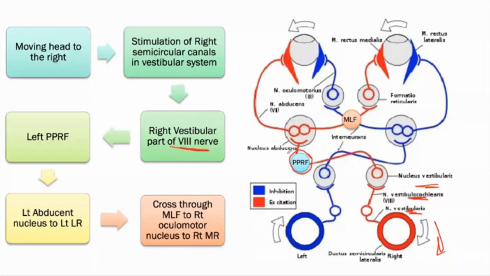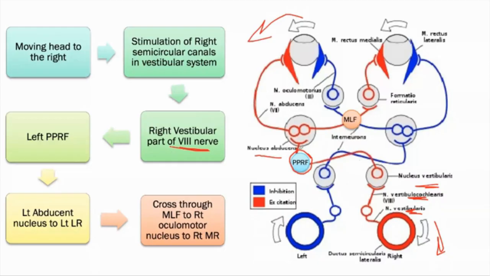So what is the role of the parapontine reticular formation? It will connect the medial and lateral rectus. So it will send impulses to stimulate the abducent nucleus of the same side. So it will stimulate the left abducent nucleus, causing stimulation of the left abducent nerve, causing stimulation of the left lateral rectus, so that the left eye will move to the left.